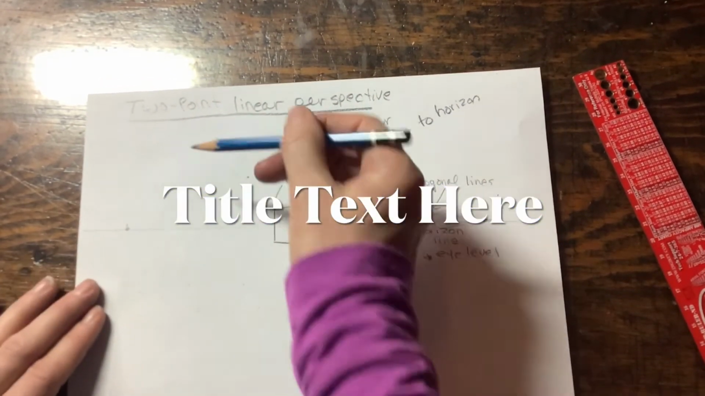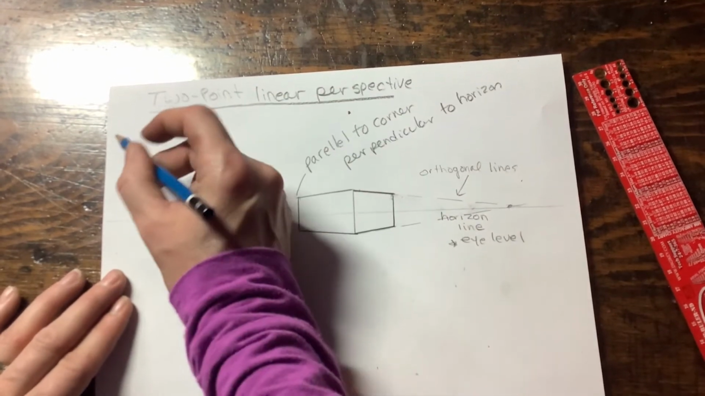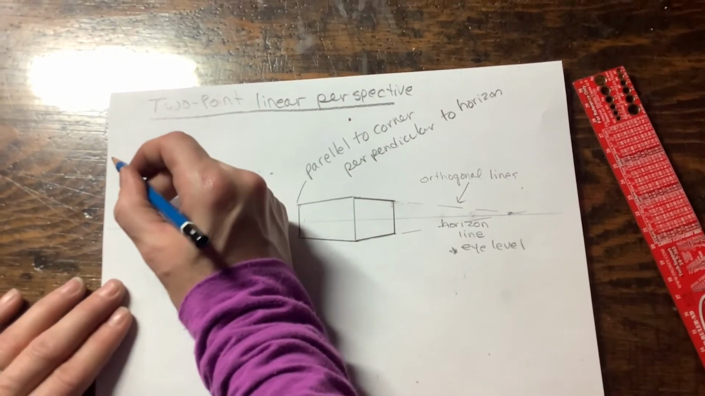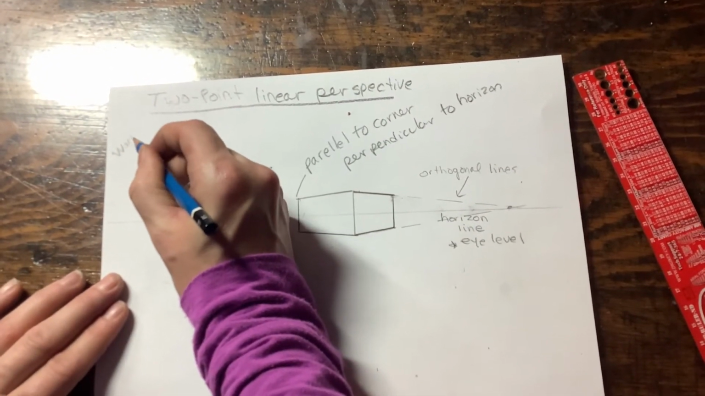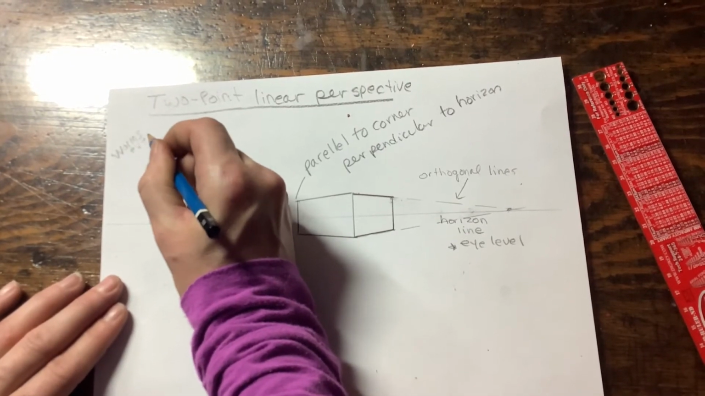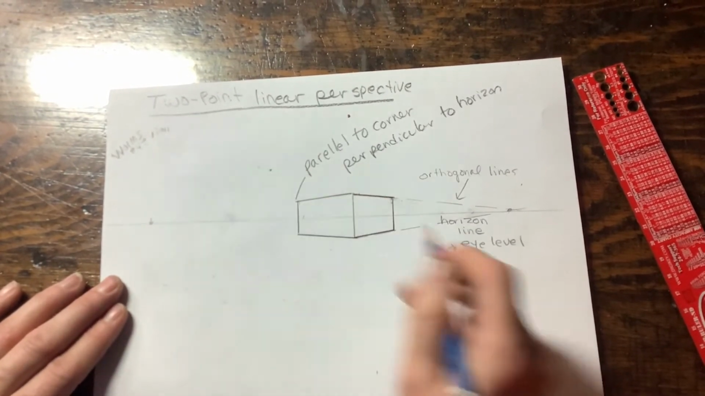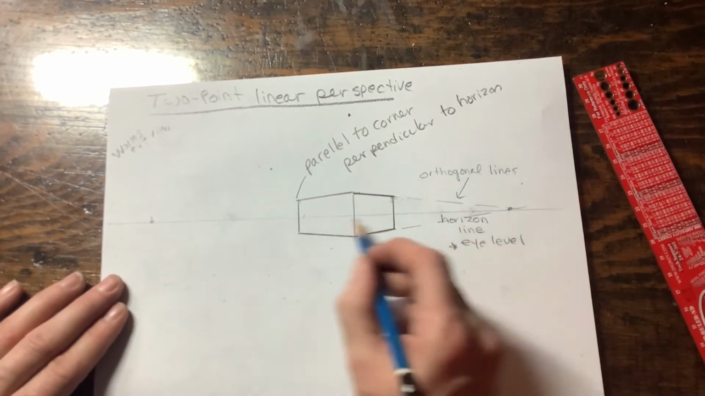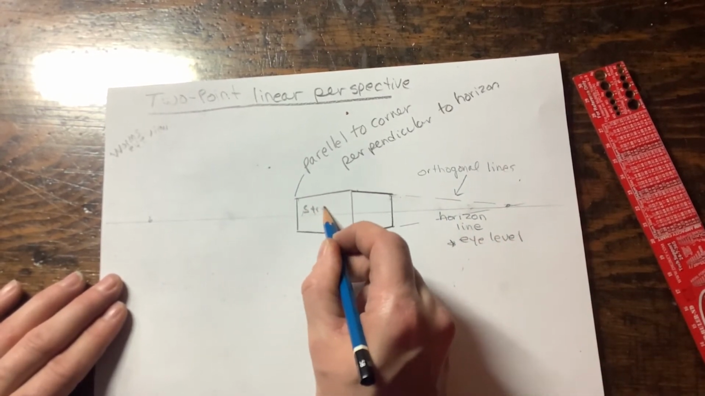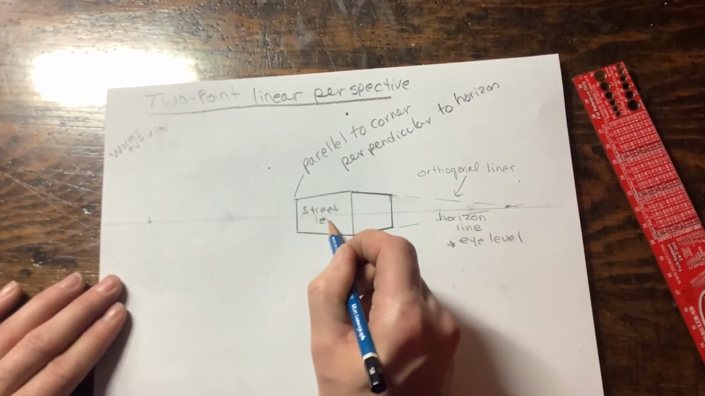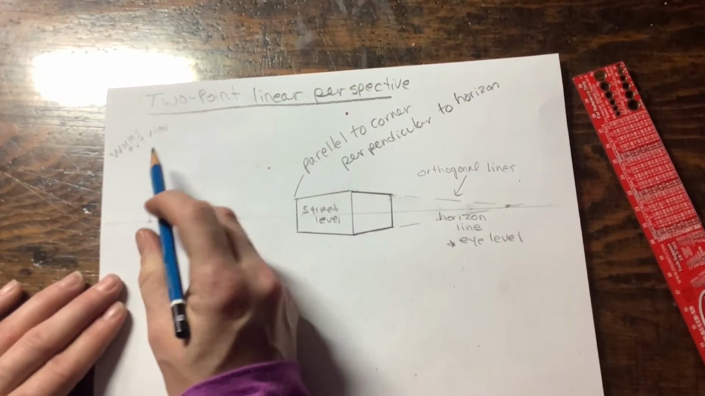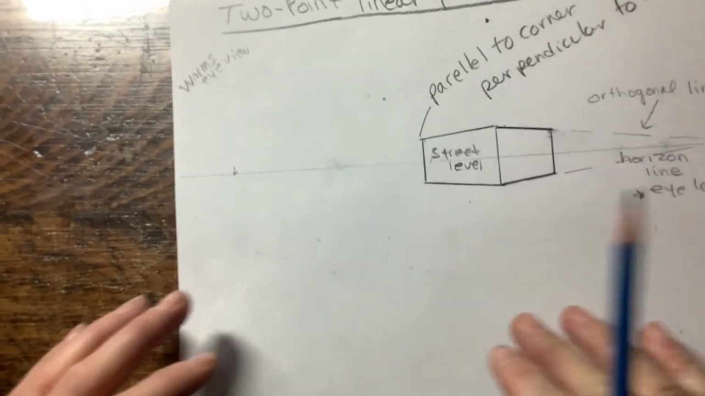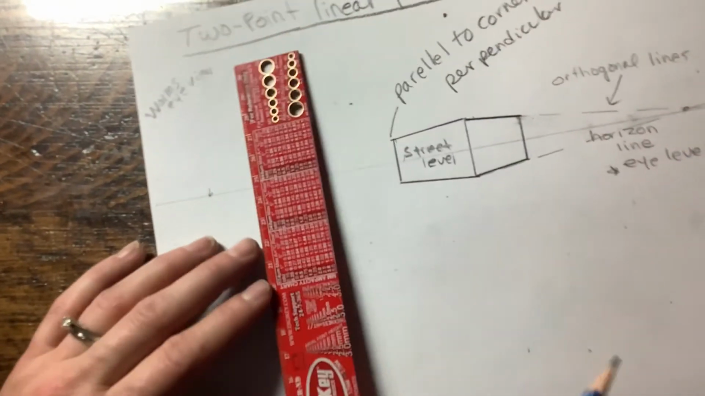All right, now let's do one above the horizon line, which is when you're looking up at something. It is called worm's eye view. I think I told you that the horizon line, this is called street level, the one that we just did. So now we'll do a worm's eye view. Let's get a little closer there. All right, so same concept.